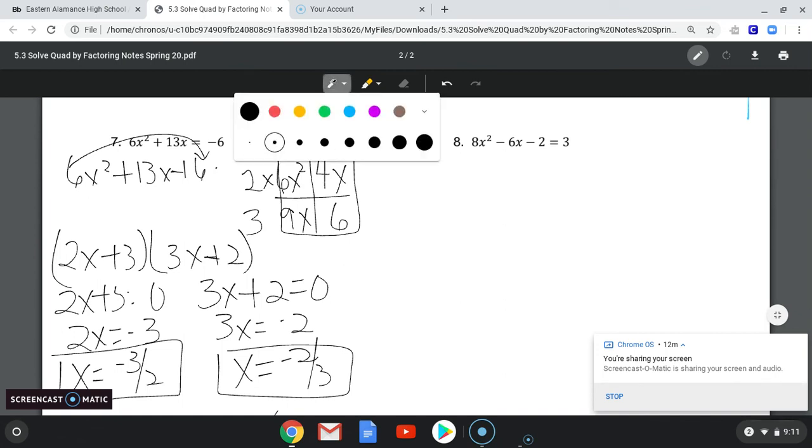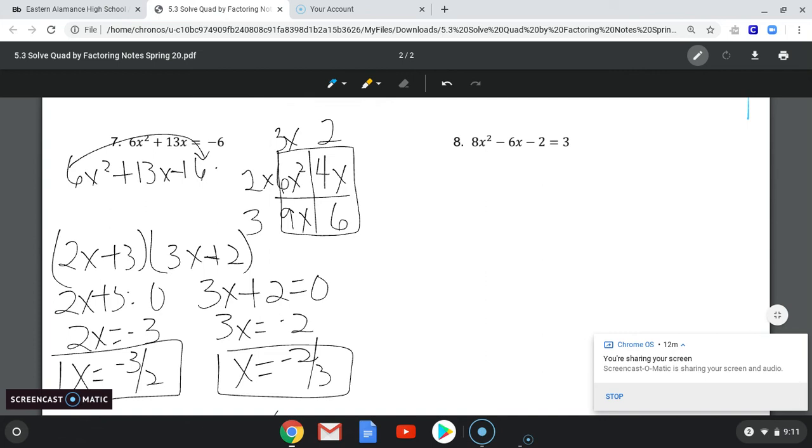Just a tad bit different. We are almost done, folks. Bear with me one more minute. First thing I have to do is take this 3 to the other side. Oh, but when I do that, it needs to go ahead and match up with negative 2. So this is going to leave me with 8x squared minus 6x. Negative 2 minus 3 more gives me negative 5, all equal to 0.